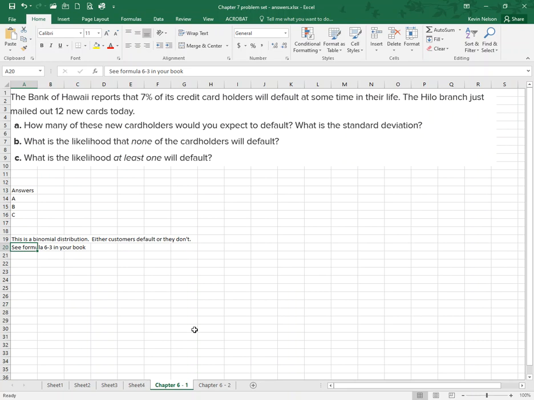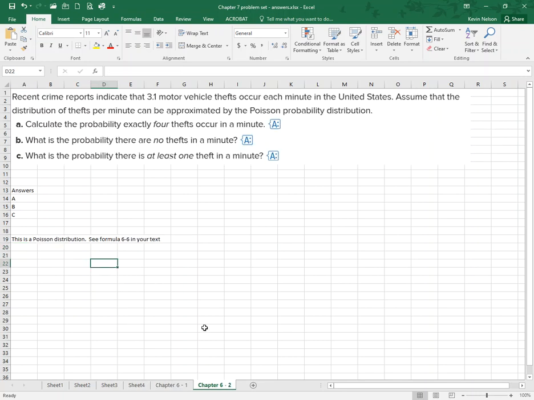Then here in 6-1, this sheet down here, again, this is back from chapter 6. This is a binomial distribution. Either customers default on their credit cards or they don't. And so you'll use formula 6-3 in your book to find the answers to these questions. And then finally in 6-2, this is a Poisson distribution, and you'll use formula 6-6 in your text to work on these. Okay, so really it's just a matter of following the formulas, plugging in the values, and things should work out all right.